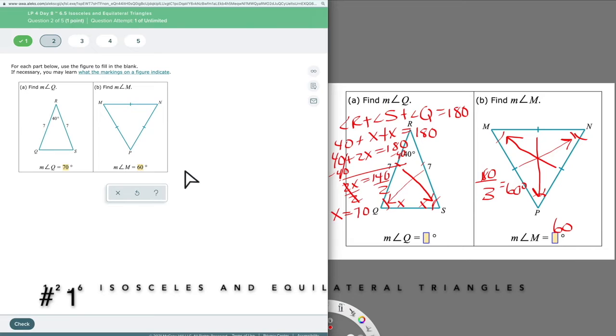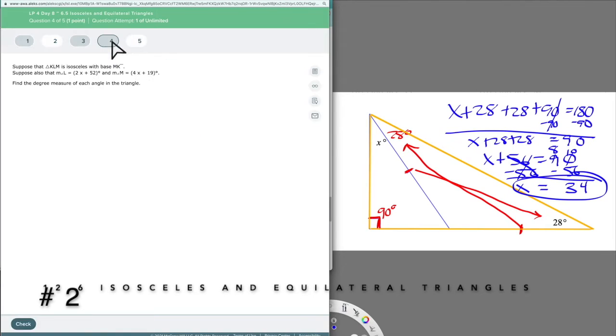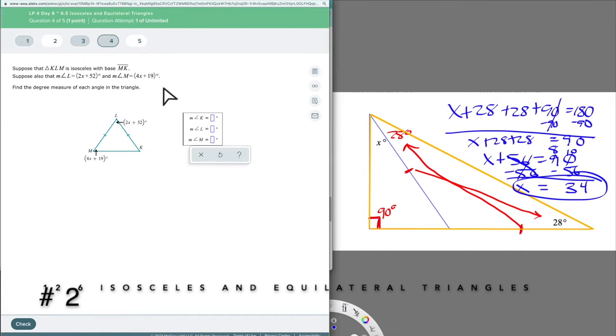But if you forget, equilateral, all the opposite angles will be the same. I have 3 of them. I have to divide it up into 3 equal pieces. All right. Same idea. All right, so we're going to go ahead and look at this one.